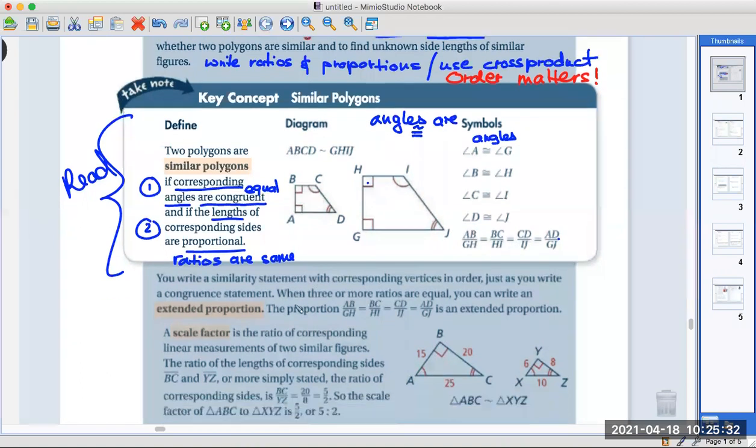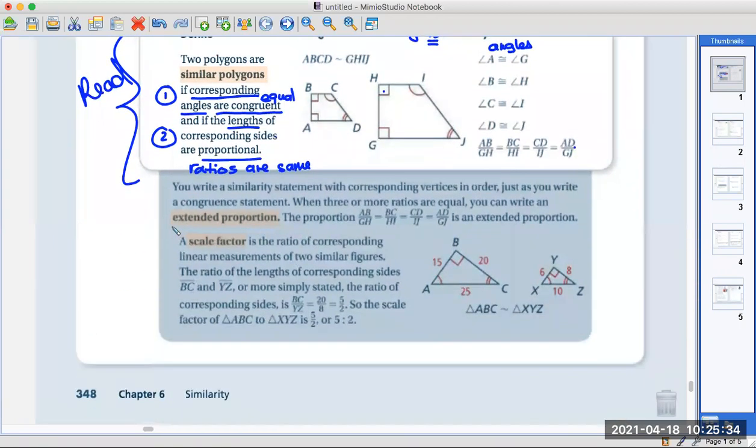Now here it's talking about extended proportion. This is what that is. It's not just 2 proportions, it's in this case 4. It depends. Why are there 4? Oh, it's just giving you an example. It's the same one here. You see how this one matches this one, extended proportion.